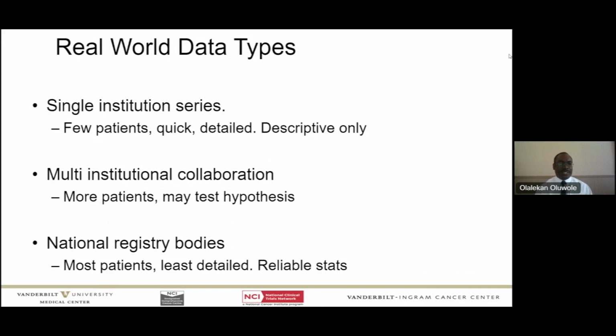How do you get real world data? You can have a single institution series. It's relatively easy and quick to do that. The problem is that you're going to be limited in number, and because it's a single institution, you may just be able to do descriptive studies. You could do a multi-institution where many institutions can gather together and they can quickly come up with a number of cases, but the data will be a little bit limited because you're limited to what everybody is willing to share. But you could test a few hypotheses, and you have a lot more patients than one institution.